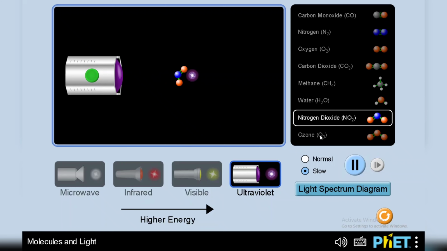Now you will be able to see that radiation falling on nitrogen dioxide breaks the molecule into two halves. The one part goes as nitric oxide, and other as molecular oxygen. As this radiation possesses high energy, the molecule gets broken into atoms. Ultraviolet radiations are used for sterilization of rooms and for analyzing chemical structure of molecules, and so on.